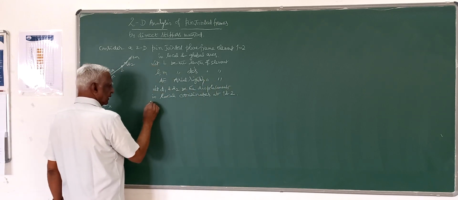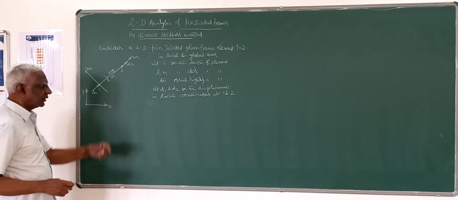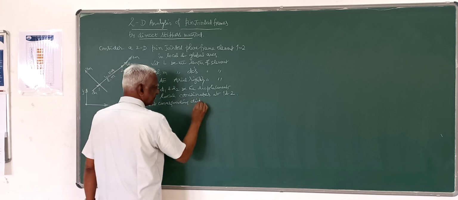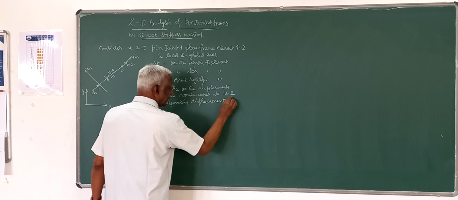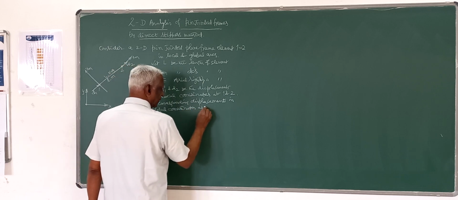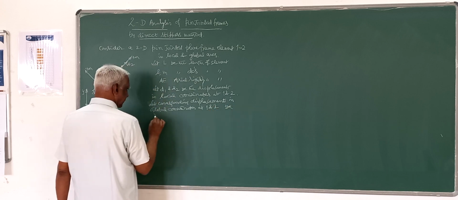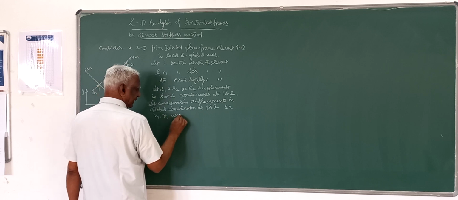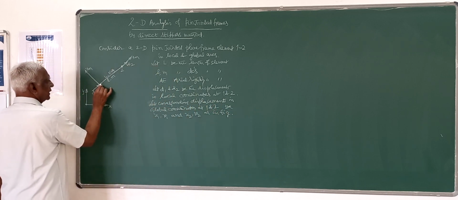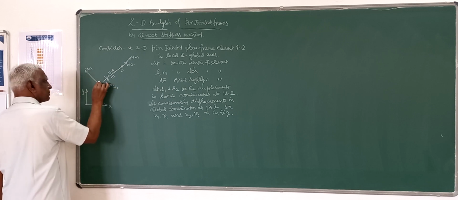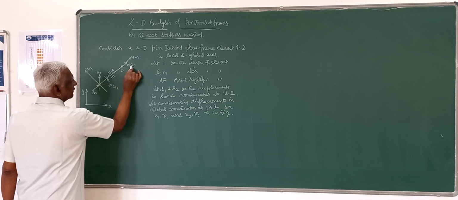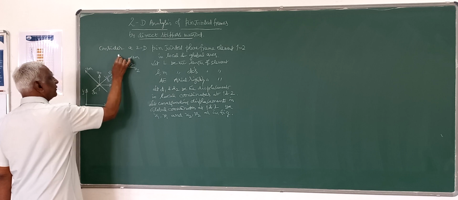Let the corresponding displacements in global coordinates at 1 and 2 be u1, v1 and u2, v2 as in figure. With respect to global coordinates, the displacement at 1 along x is u1, displacement along y is v1. Similarly, at 2, displacement with respect to global axis is u2 and v2.